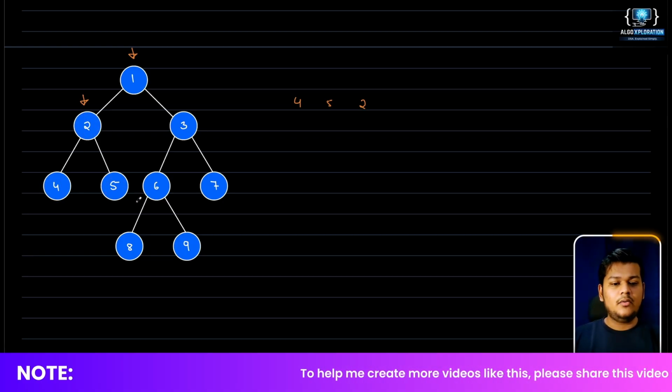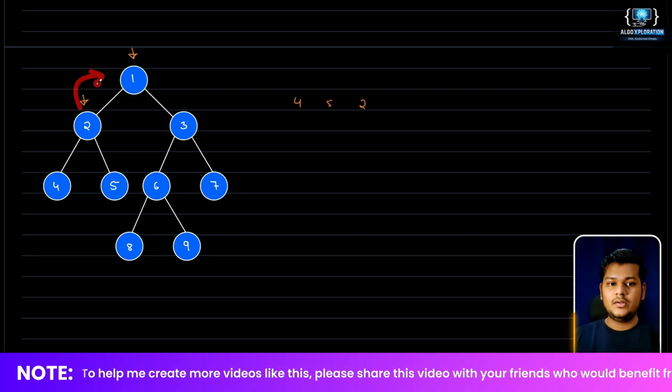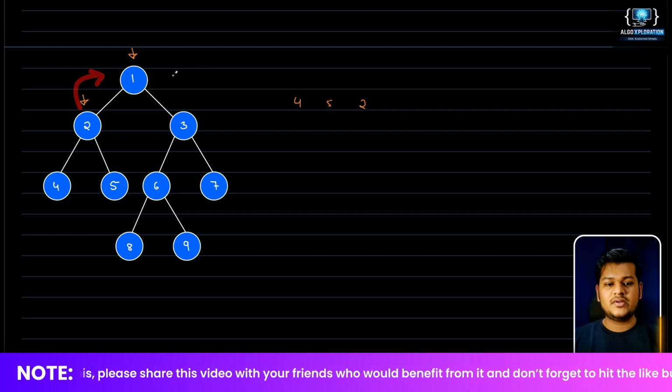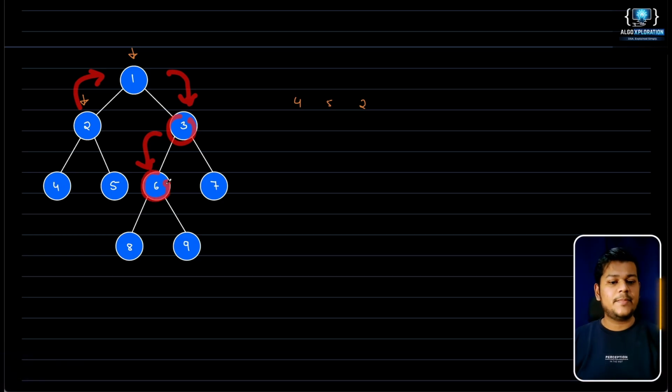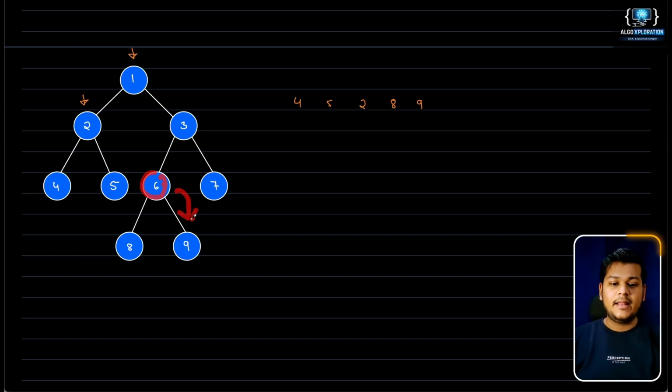Now I'll come back to 1. I need to process the right as well first. So I'll come over here. 3 is acting as a parent, so I'll go over here. 6 is also acting as a parent, so I'll go over here. So 8 has to be printed. Then 9 has to be printed because I can't straightforwardly print 6, because 6 has a right child as well, 9.